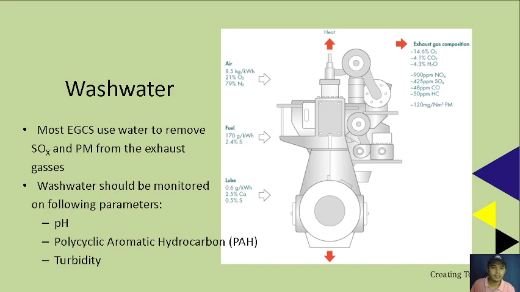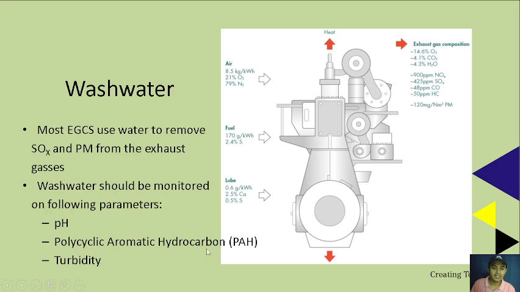Okay, let's continue. So wash water. Most exhaust gas cleaning systems use water to remove SOx and particulate matter from the exhaust gases. So wash water should be monitored on the following parameters: the pH. If the water is too acidic, it must not be discharged overboard. So we have to neutralize the acidity first.